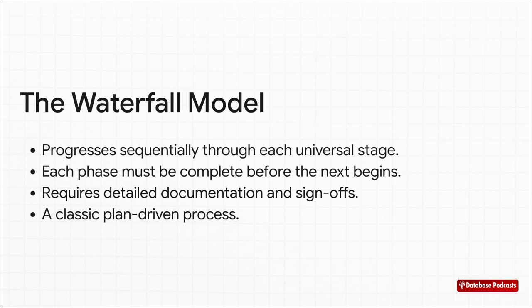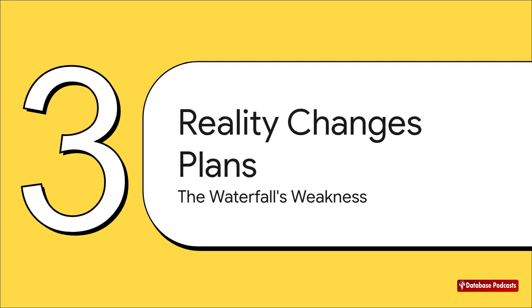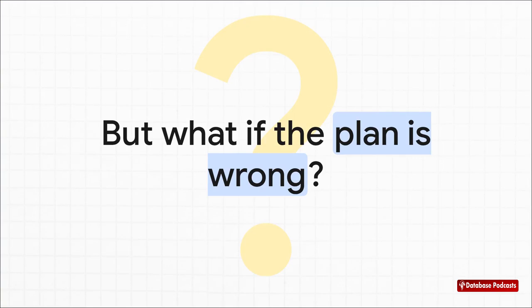Now, on paper, this assembly line idea sounds pretty good, right? It's predictable, it's manageable, you always know where you are. But here's the thing. Software development almost never happens in a nice, clean, predictable world. Reality has a habit of messing with even the best laid plans. And this is the million-dollar question. This is what reveals the biggest weakness of the waterfall model.